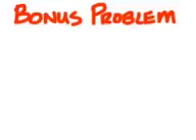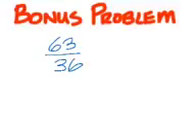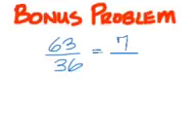Bonus problem. Reduce this fraction. 63 over 36. What number will go into both 63 and 36? 9, yes. 9 will go into both of them. 63 divided by 9 is 7, and 36 divided by 9 is 4.